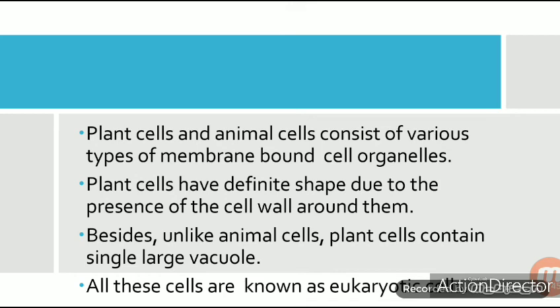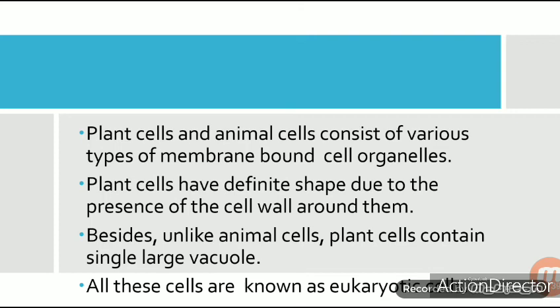Plant cells and animal cells consist of various types of membrane bound cell organelles. What do you mean by cell organelles? The way our human body or any animal body has different organs, correct? Inside our body there are organs, like heart, kidney, lungs. In the same way, small organelles are present inside the cells, and they are called organelles. The word organelles is similar to the word organs. Same as we have different organs, cells have different organelles.